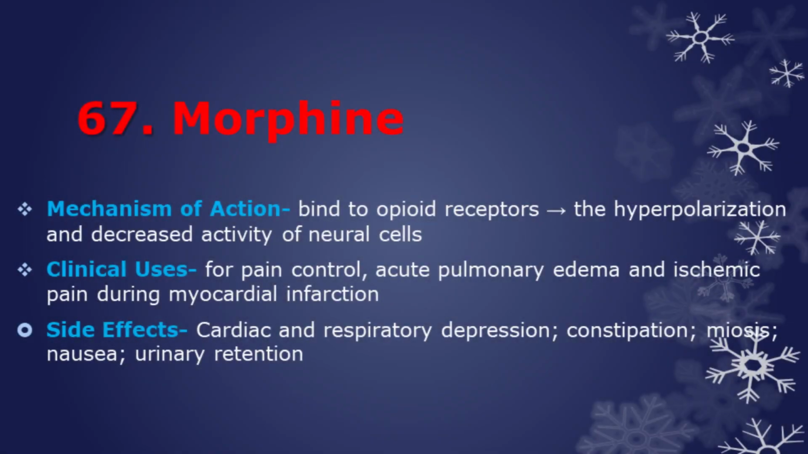Next drug is morphine, opioid class. It works by binding to specific opioid receptors. Activation of these receptors results in hyperpolarization and decreased activity of neural cells. This opioid is primarily used for pain control, acute pulmonary edema and ischemic pain during myocardial infarction. Side effects are cardiac and respiratory depression, constipation, miosis, nausea, urinary retention.